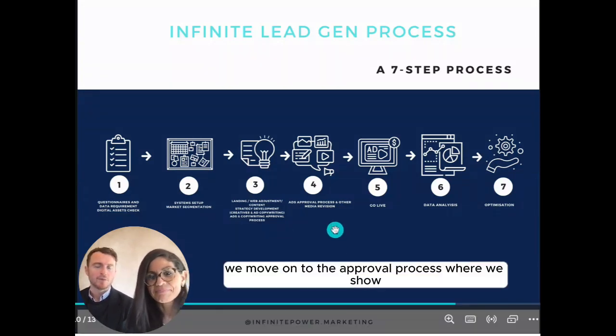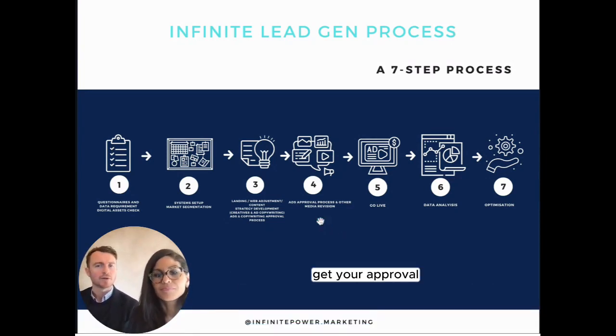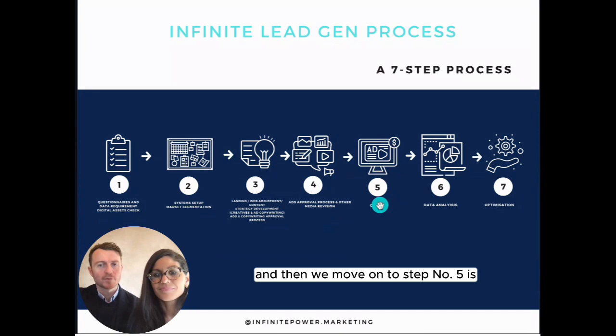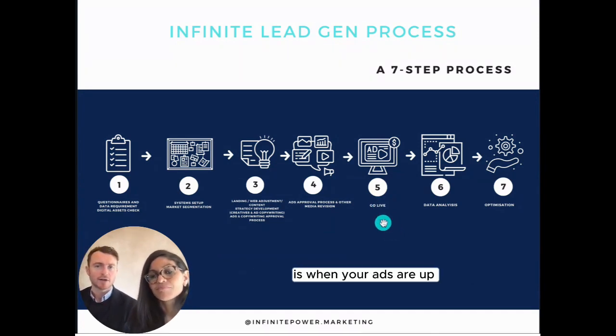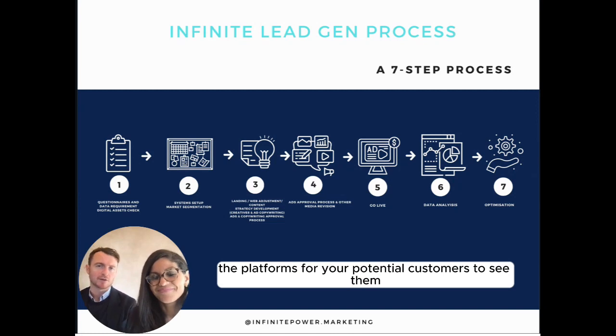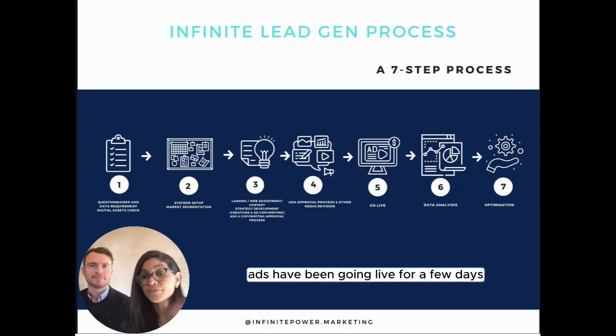Once that's complete, we move on to the approval process, where we show you everything that's going to be published, get your approval, and then we move on to step number 5, which is go live. Basically, that is when your ads are up on the platforms for your potential customers to see them. Exactly. So once your ads have been live for a few days, we move on to the data analysis.